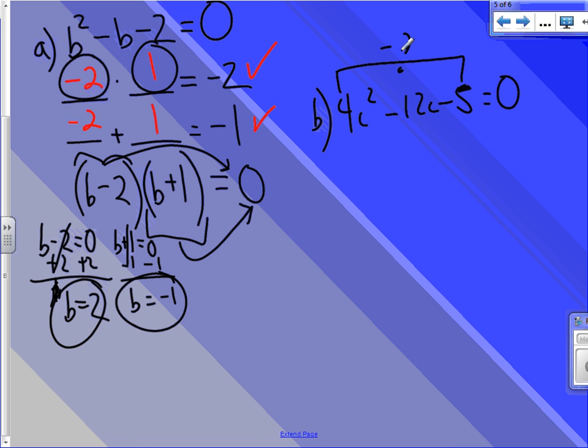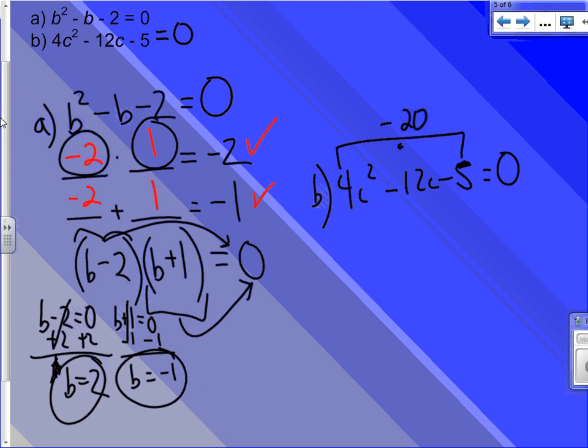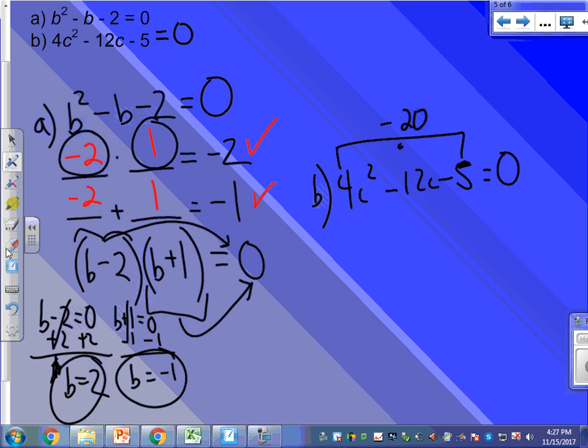4 times -5 is -20. And what I have to do now is think of 2 numbers that multiply to -20, but those same 2 numbers have to add to -12. And I'm starting to panic a little bit because I don't think that's even going to work. So let's switch this up. This is terrible. I should just start over.